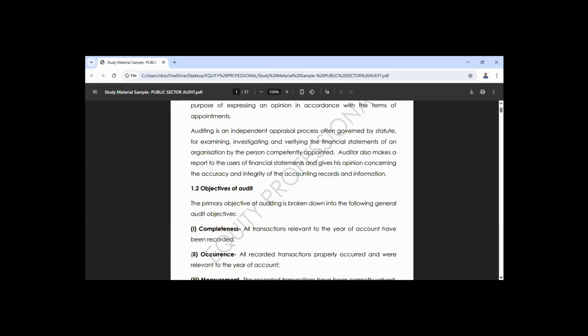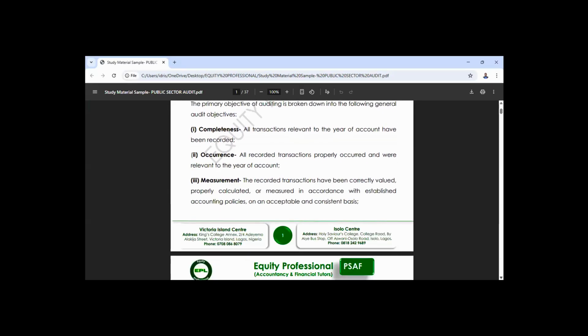Number one, objective of an audit, completeness, to ensure that all transactions in a relevant year have been recorded. That is completeness. Another one, occurrence, to ensure that all recorded transactions properly occur and were relevant to the year of account. That means all the recorded transactions, we want to verify whether those recorded transactions actually occurred. So whether we actually make the payment to the third party, whether we actually purchase the fixed assets, and so on like that. That is one of the objectives of audit.